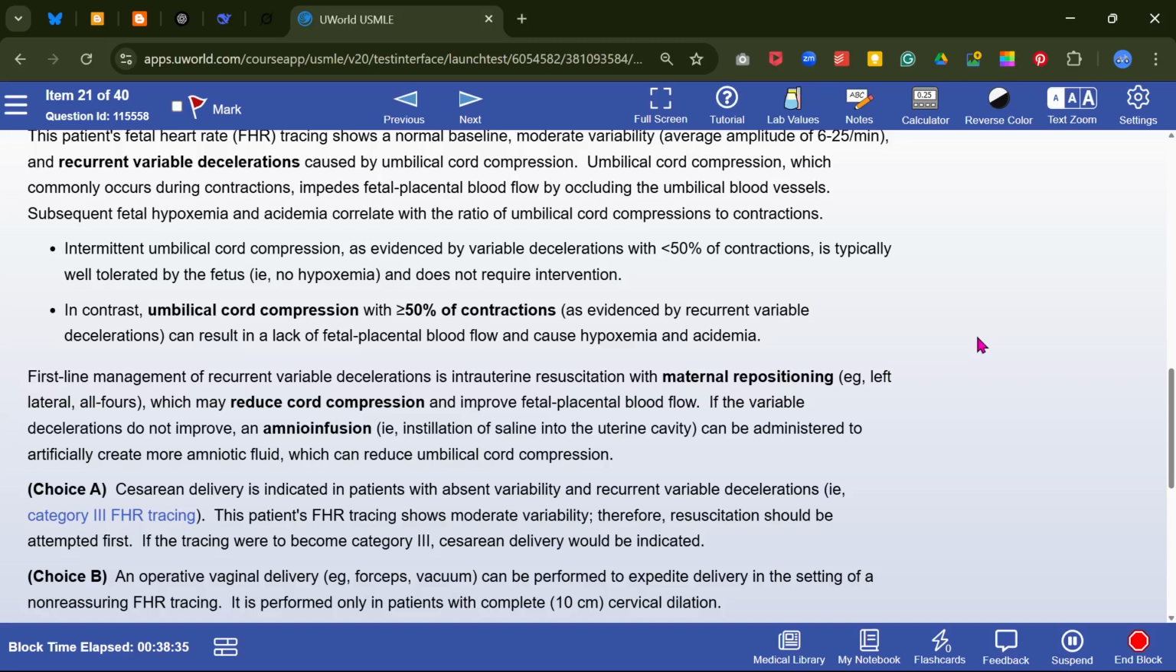If the variable decelerations do not improve, an amnioinfusion, instillation of saline into the uterine cavity, can be administered to artificially create more amniotic fluid, which can reduce umbilical cord compression.